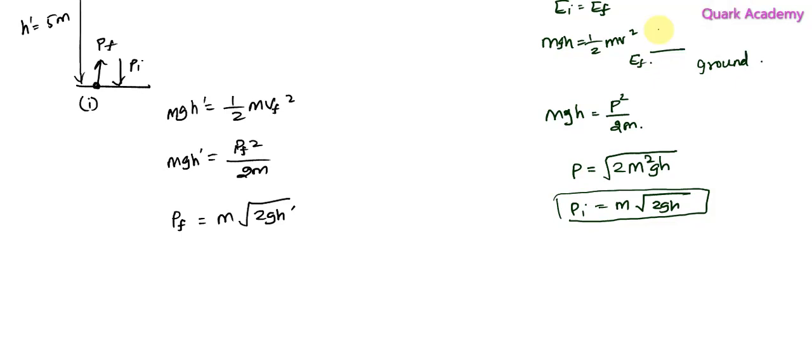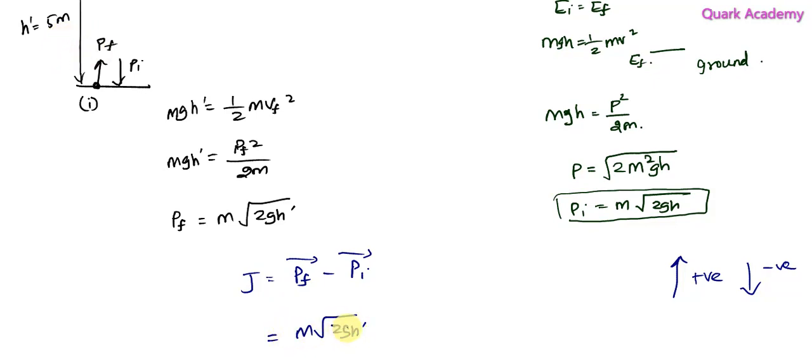Now we can find the impulse, the change in momentum, pf minus pi. You see, this is a vector quantity, so we have to take care of the direction also. When momentum is in this direction, let's consider it as positive. When momentum is downward, we'll consider it as negative. So the final momentum direction is upward, so positive, m root of 2g h dash, minus the initial momentum, which is downward, so it should be negative: negative m root of 2gh.